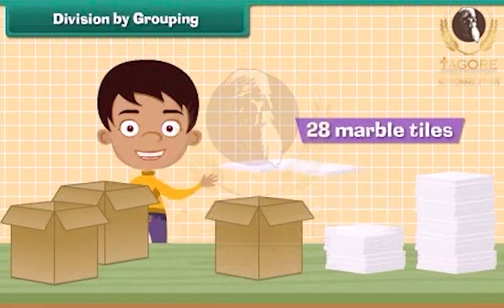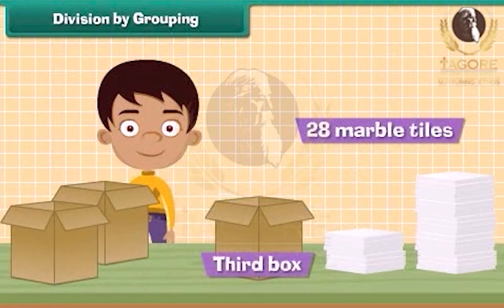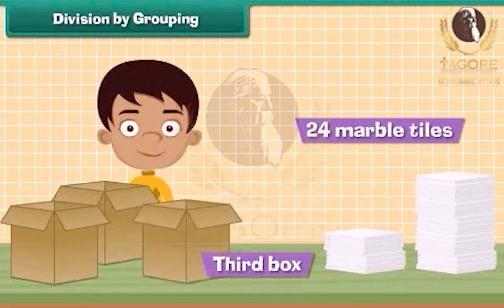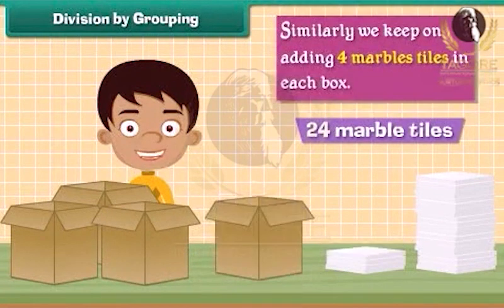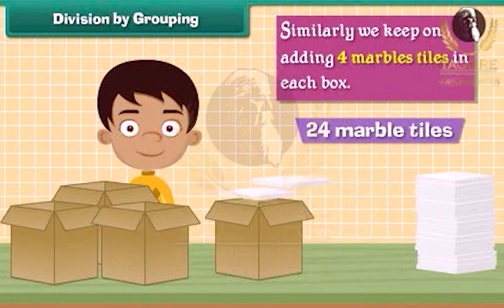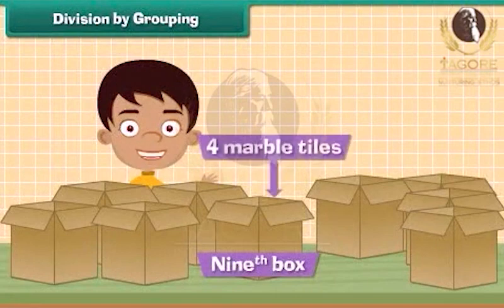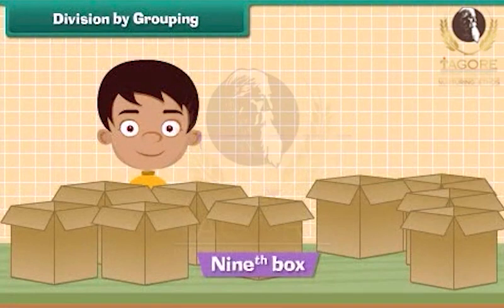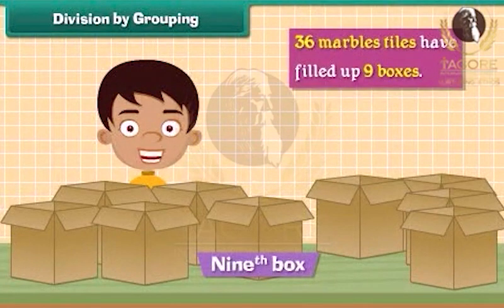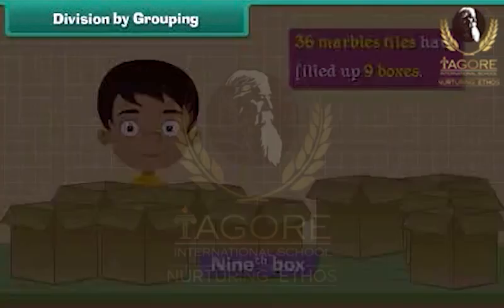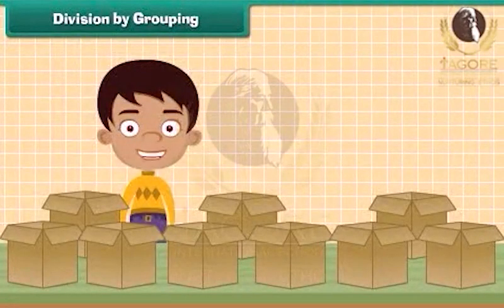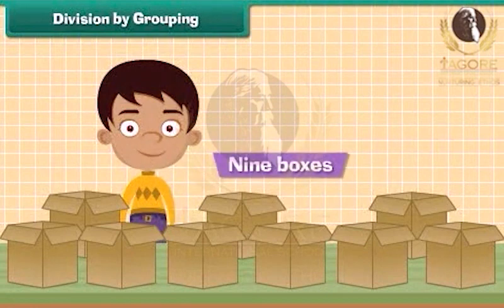4 marble tiles in the second box. Now 28 marble tiles are left. 4 more marble tiles in the third box. Now 24 marble tiles are left. Similarly, we keep on adding 4 marble tiles in each box. So at last we have the 9th box in which the last 4 marble tiles are kept. 36 marble tiles have filled up 9 boxes. 36 marble tiles put into equal groups of 4 need 9 boxes.